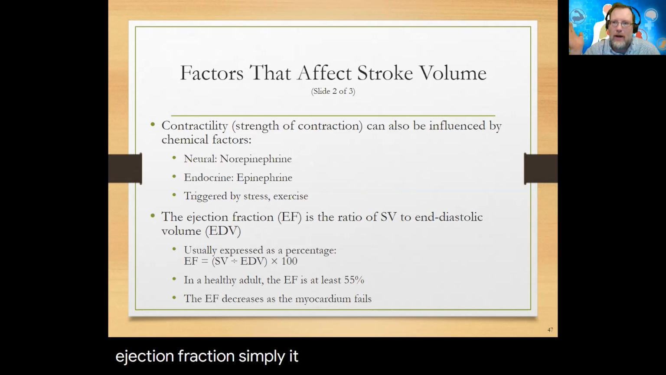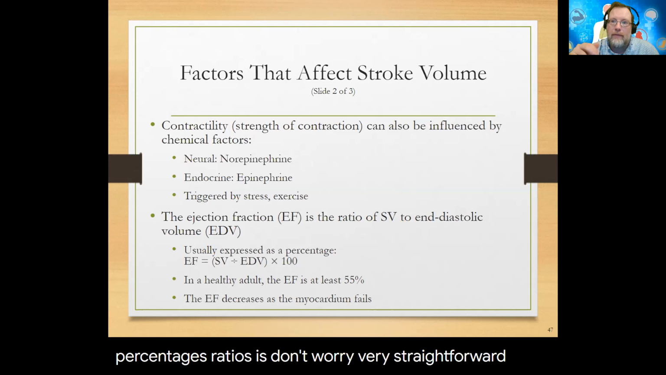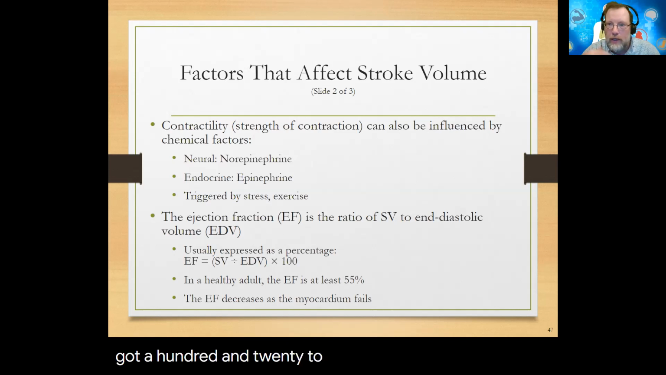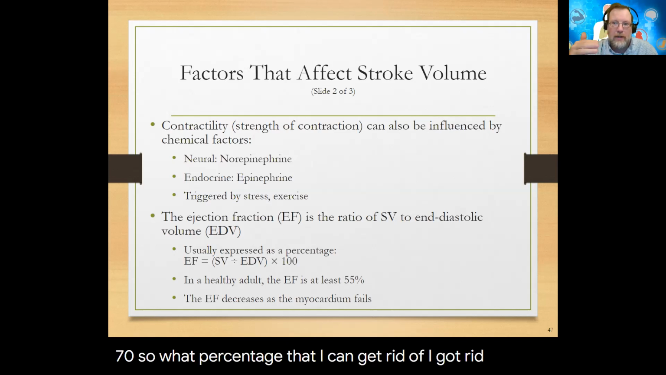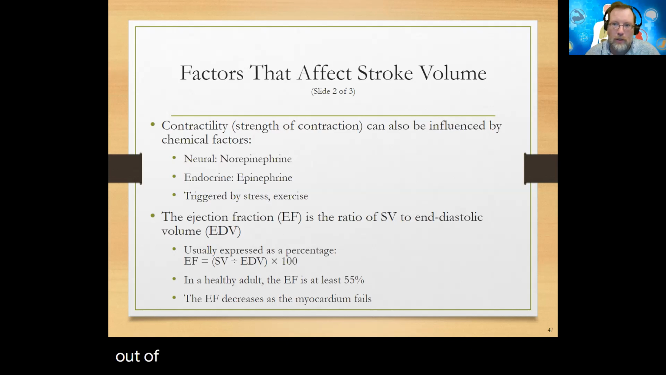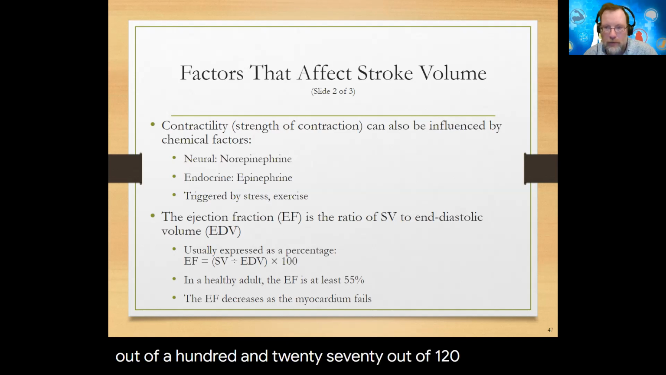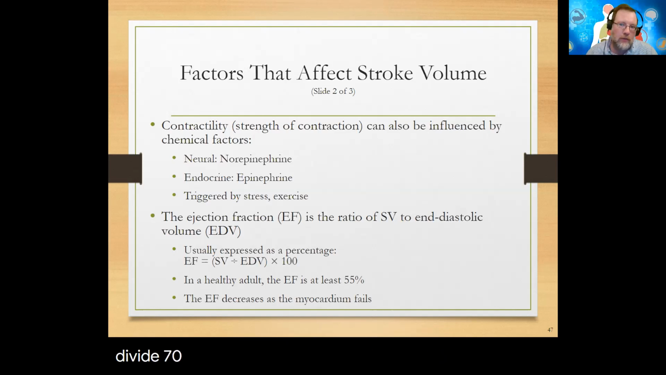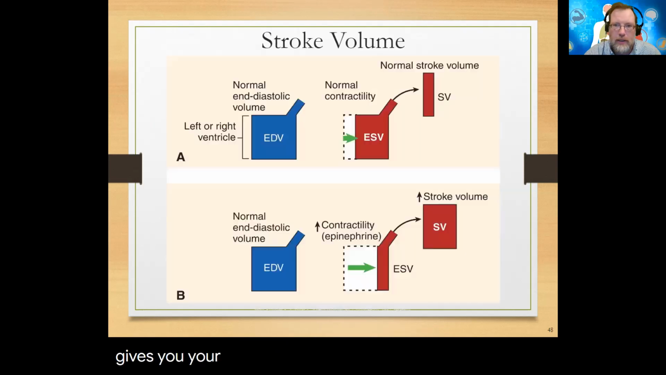Simply, it's a fraction. I know algebra, percentages, ratios. Don't worry, it's very straightforward. I've got 120 to get rid of, and I only got rid of 70. So what percentage did I get rid of? I got rid of 70 out of 120. Simply divide 70 by 120, multiply that by 100, and that gives you your percentage.